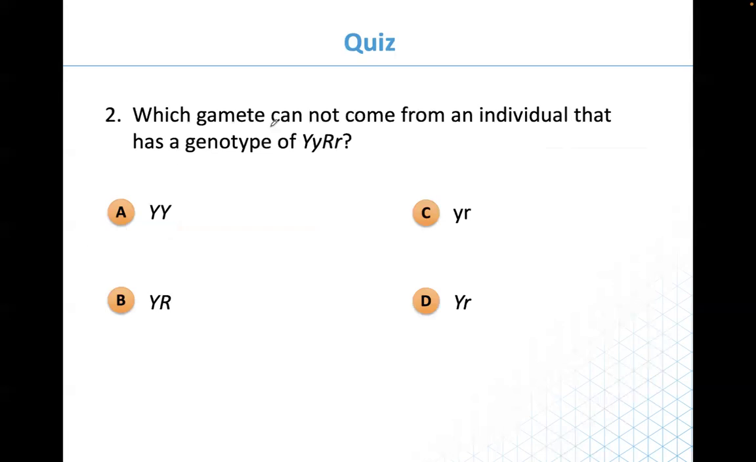Which gamete cannot form from an individual that has this genotype? So which one can you not find from this? Is it this? Is it this? It is this. Based on what I showed you before, we can find this and this, we can find this and this, but we will never find this because there's no double R in it.